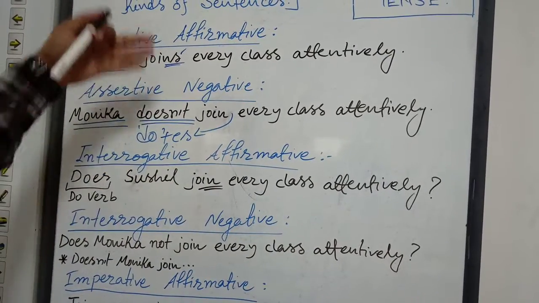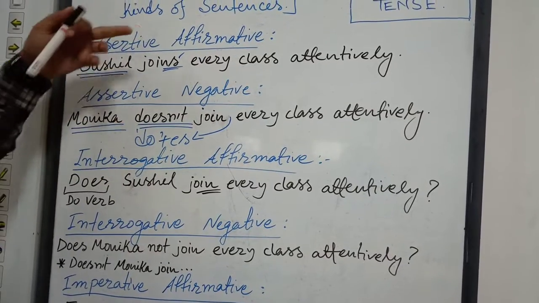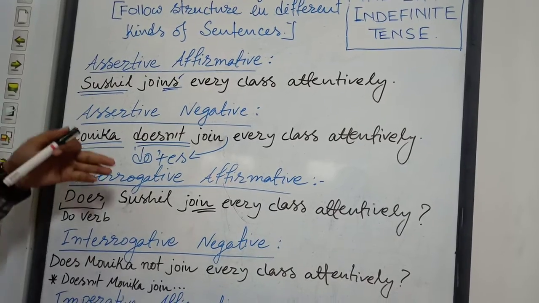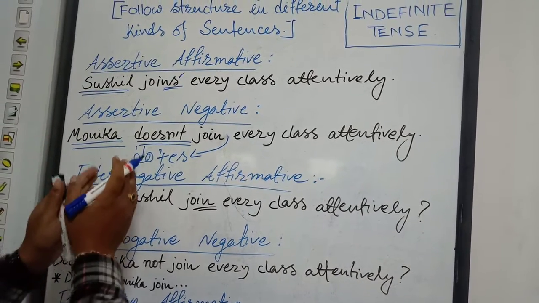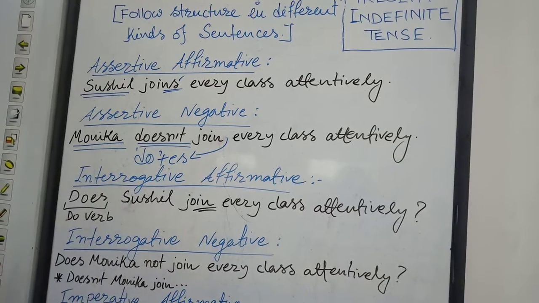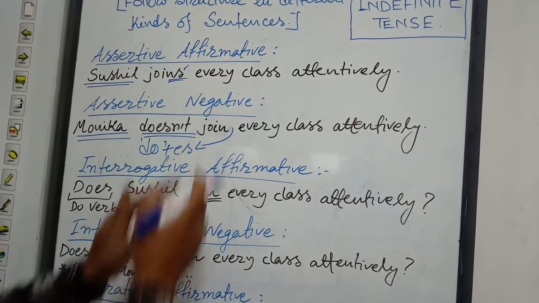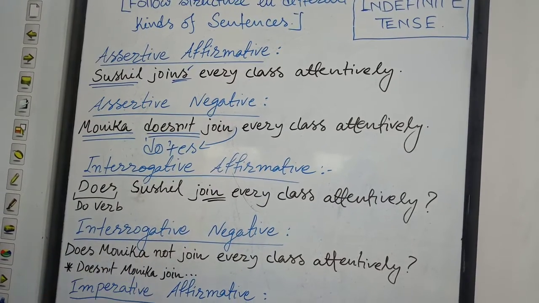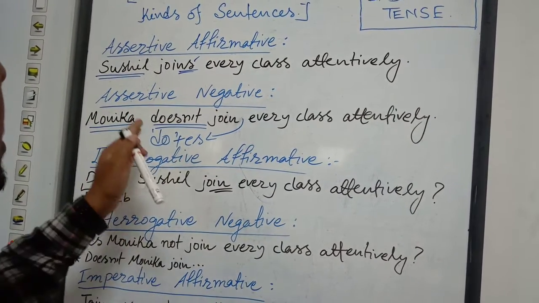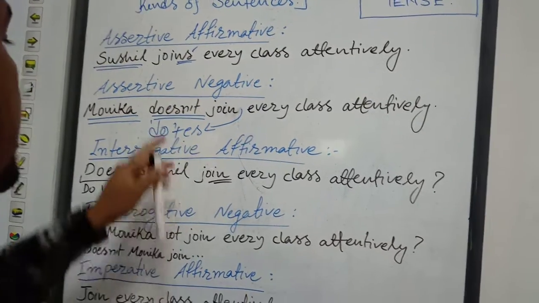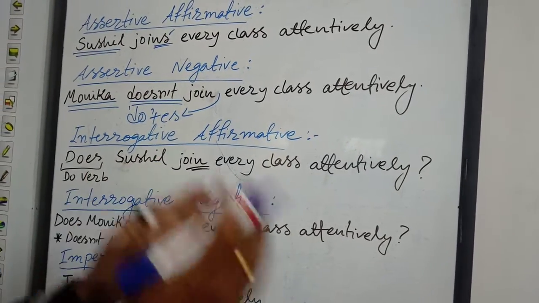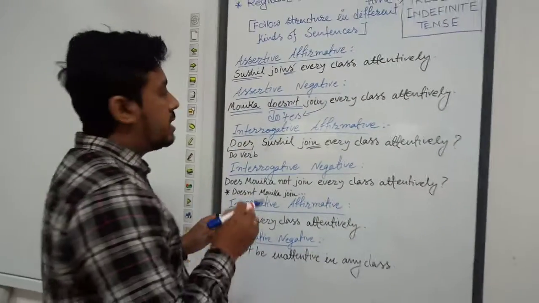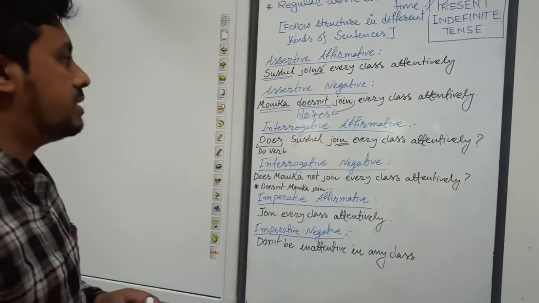So just look at the difference between the affirmative and the negative. In the affirmative we are simply adding s or es after the verb, and in the negative we have to put the do verb and add s or es with the do verb. So it becomes does, and then obviously our verb is clear. Okay. So doesn't is the negative. You can also write does not. If we are using the contraction here, we pronounce it like that: doesn't join every class attentively.